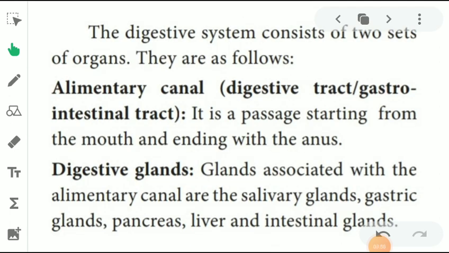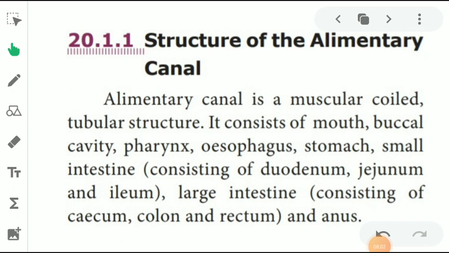The alimentary canal. Next, the structure of the alimentary canal, which starts from the mouth and ends at the anus. Buccal cavity: the buccal cavity is where the tongue is present. Then the pharynx, esophagus, stomach, small intestine, large intestine and anus. The small intestine consists of the duodenum, jejunum and ileum. The large intestine consists of the caecum, colon and rectum.